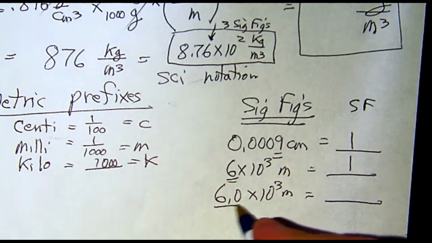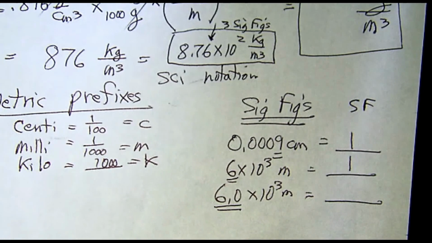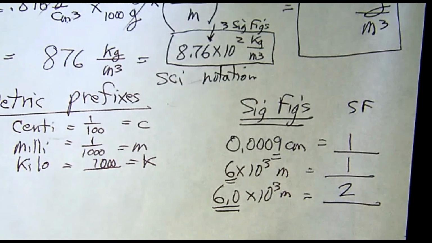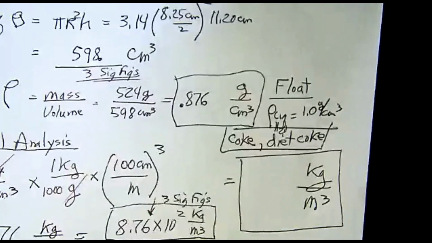Now down here, both of those are significant. A 0 to the right means that somebody wrote it down intentionally. So that's going to be 2 figures. They know that it's closer to 6.0 than it is to 5.9 or 6.1. Everybody set? Everybody okay? Any questions on metric conversions, dimensional analysis, sig figs, measuring linear lines? Any questions? Please ask now.